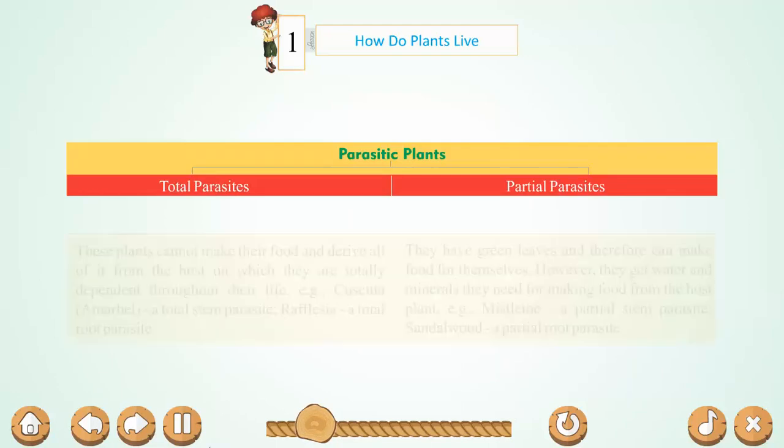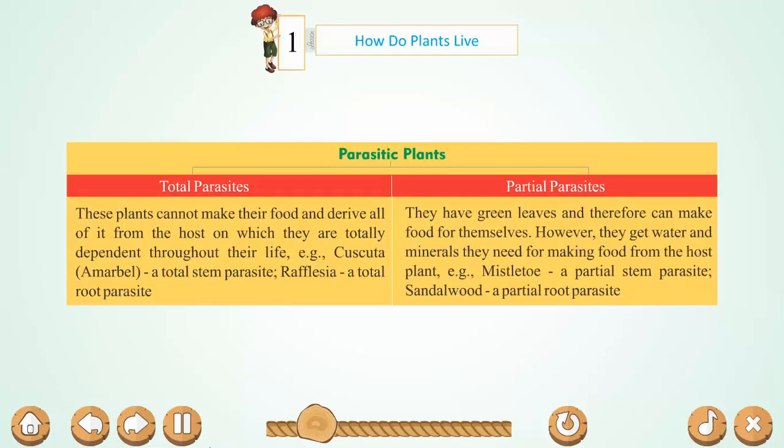Total parasites. These plants cannot make their food and derive all of it from the host on which they are totally dependent throughout their life. Example, Cuscuta, or dodder, a total stem parasite. Rafflesia, a total root parasite.